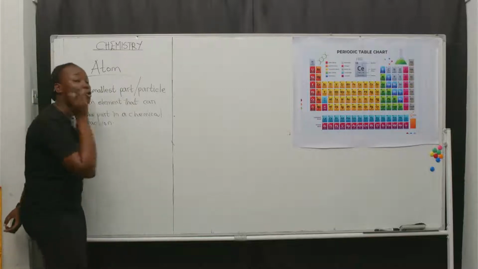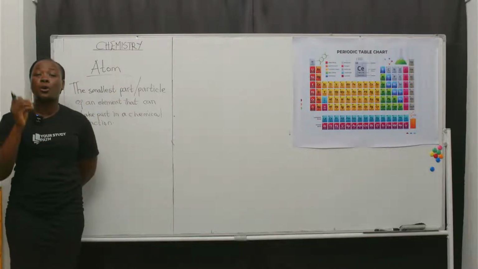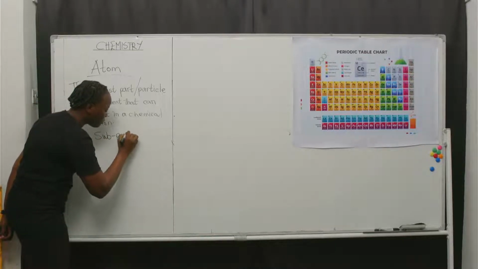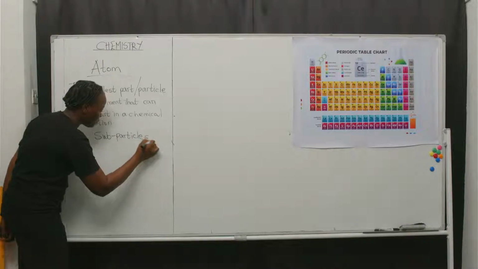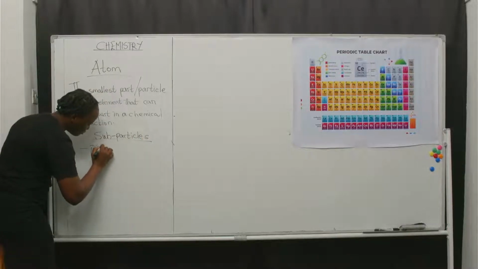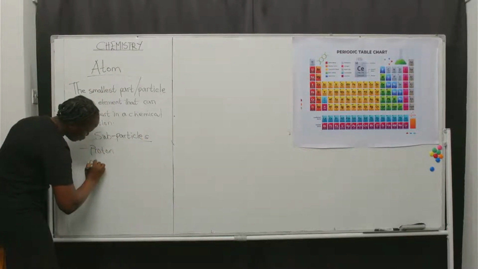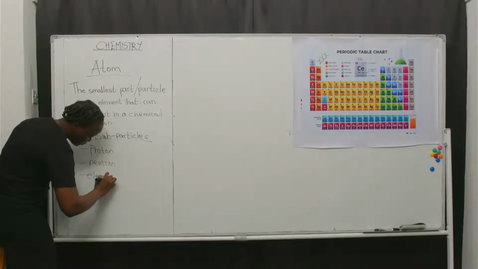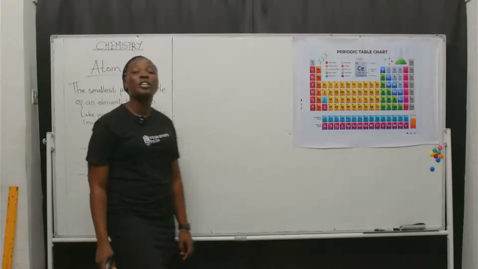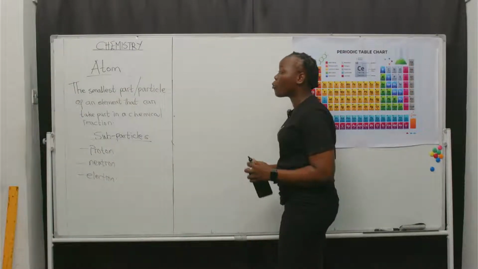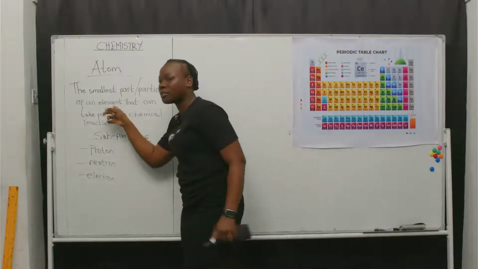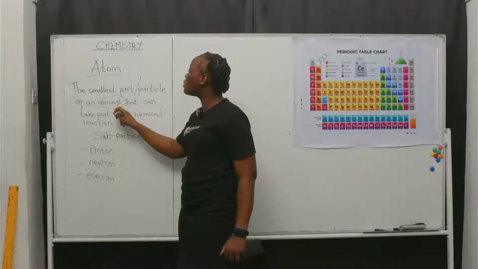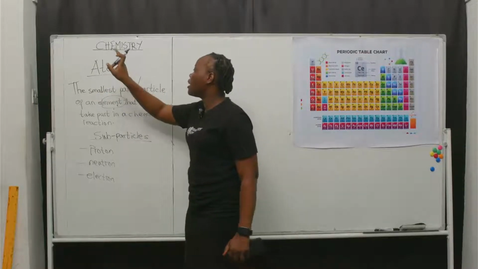Atom also has subparticles. And we know the subparticles of atom. You have the proton, you have the neutron, and you have the electron. So these are the subparticles of atom. We know atom is the smallest part of an element. So the beginning is elements. This is the starting point. Element, smallest part of an element is atom.